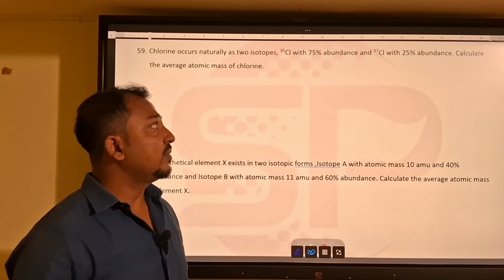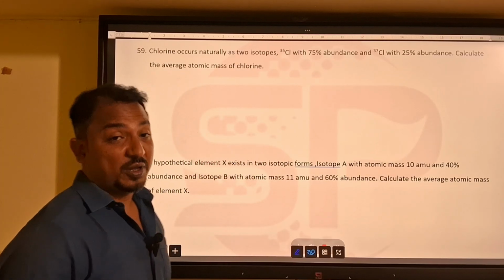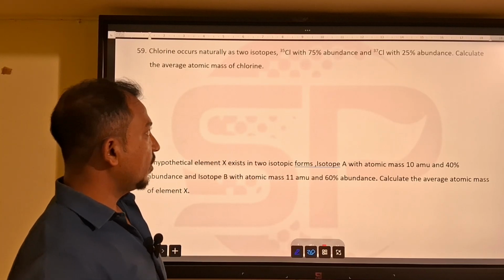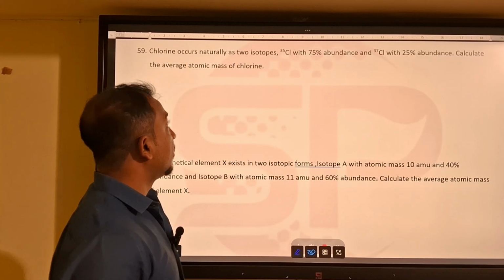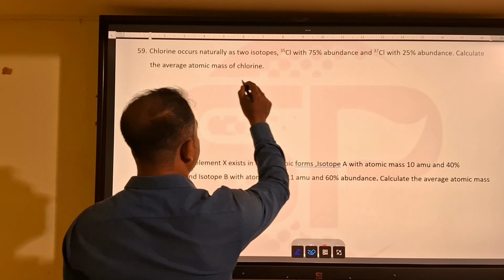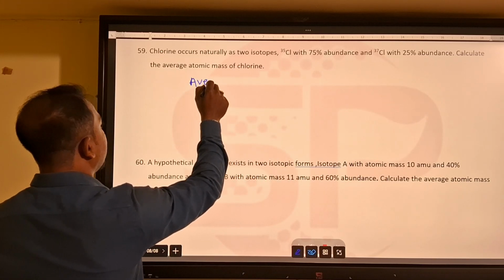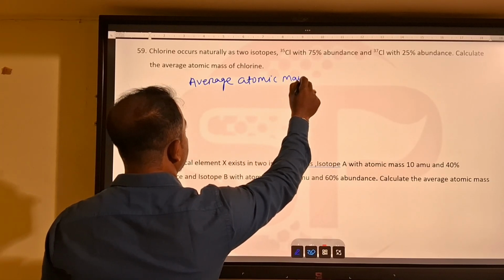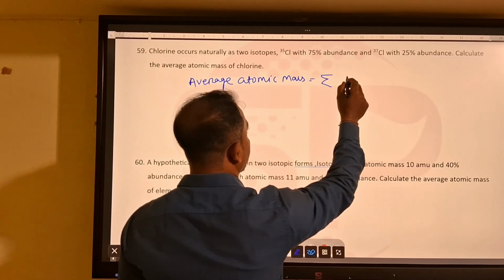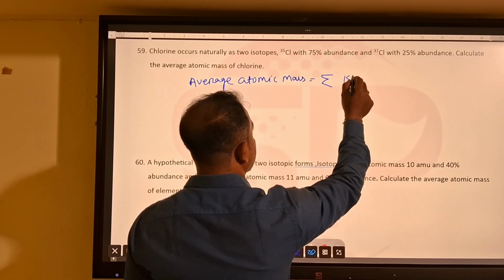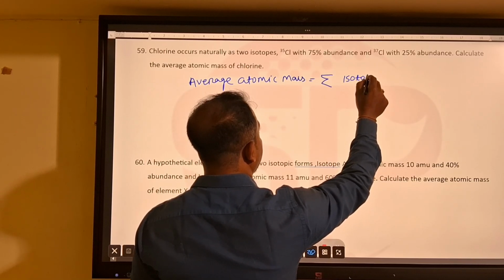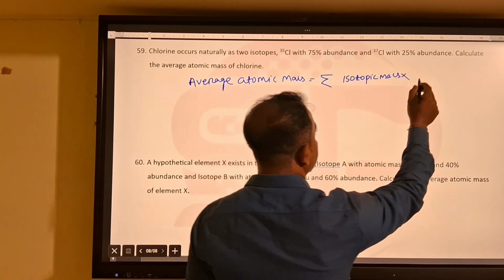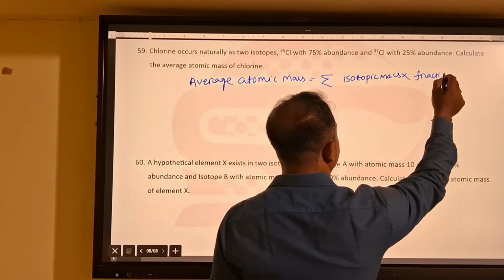Next, come to another type of problem, that is your average atomic mass. This was also asked in previous questions in IIT-JAM. So first we'll know what is the formula of average atomic mass. So average atomic mass equal to summation of isotopic mass into fraction of isotope.